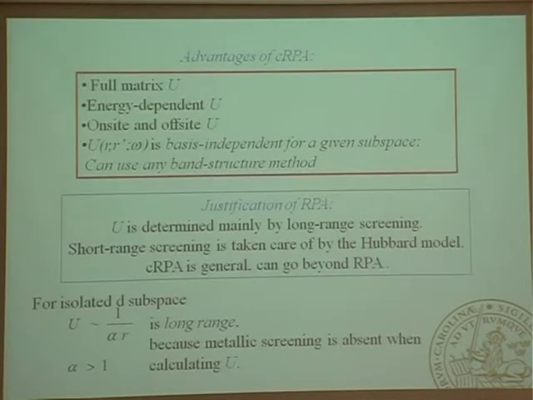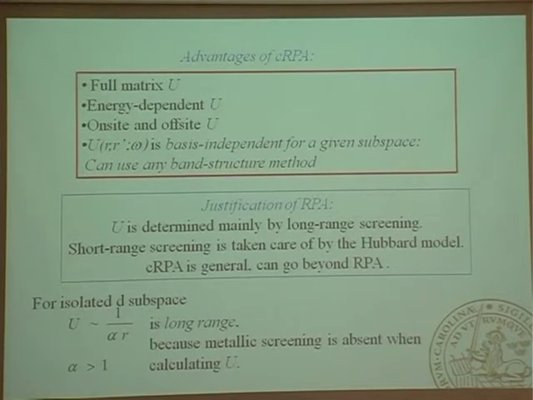Okay. So what are the advantages of this method? First, we can get the full matrix of the U. We can calculate any matrix elements. When we solve for the U as a function of R prime and frequency, then we can calculate anything we like. We can calculate the full matrix U, the whole matrix. And we have the energy dependence of U.